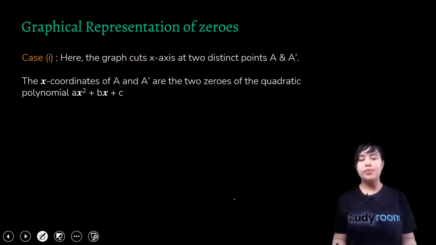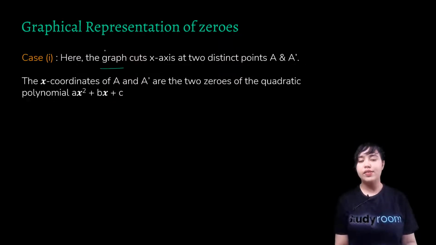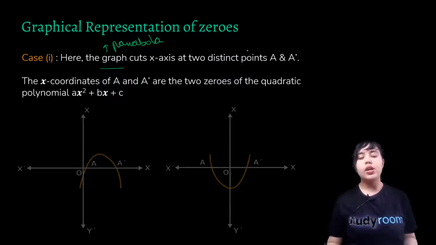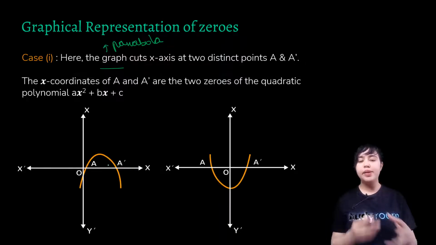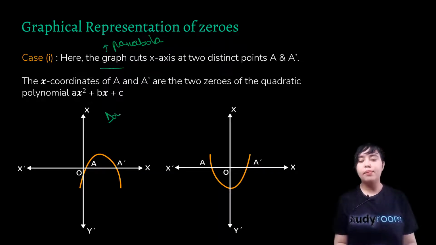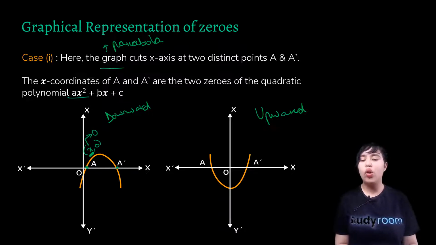There is one possibility that your parabola, the graph, which could be upward or downward, cuts the x-axis at two distinct points. Distinct means two different points. In this case, this curve is opening downwards, so this is a downward parabola. And in the second plot, we see it's opening upward, so we call this an upward parabola. Look for the points where this curve is intersecting the x-axis. So this is one point and this is another point, A and A dash. You look at the x-coordinates of such points, and this will be the zeros of your given quadratic polynomial.